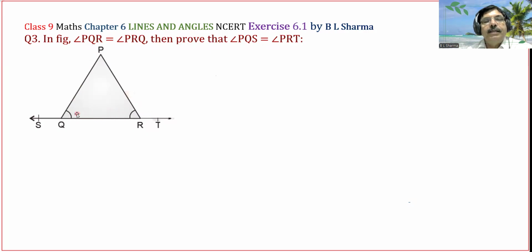Let this angle be 30 degree. This angle is also 30 degree. So this angle will be 150 degree. This angle will also be 150 degree. दोनों एंगल इक्वल हो गए, लेकिन लिखेंगे कैसे? हाउ टू राइट इन द एग्जाम?